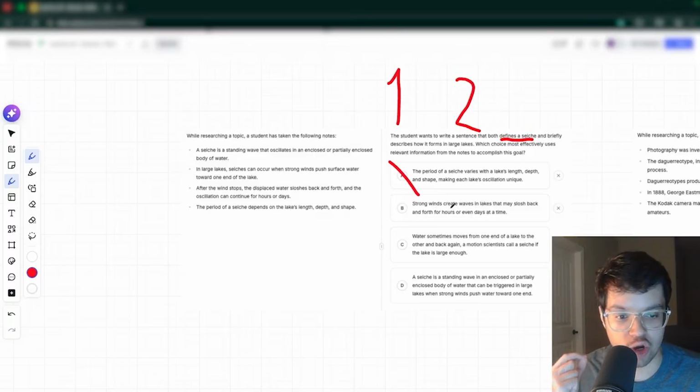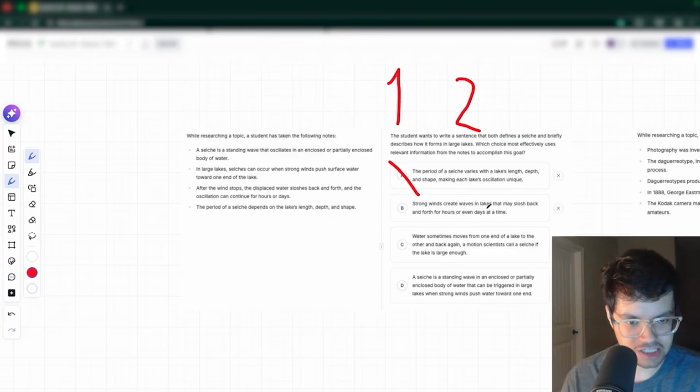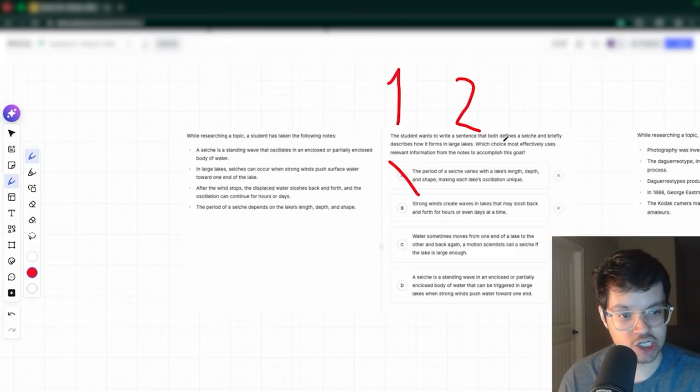B, strong winds create waves in lakes that may slosh back and forth for hours, even days at a time. This might seem okay on the surface, but you might notice here it doesn't even mention a seiche at all. It doesn't even use that word at all. So it's just really bad there. If you don't even have the right terminology for a question like this, it's not really going to be the right answer ever. So I'd also eliminate B.